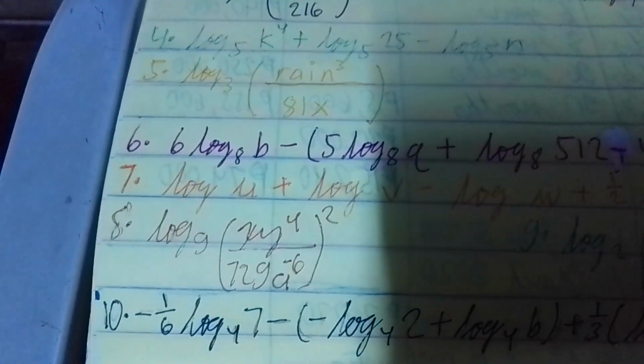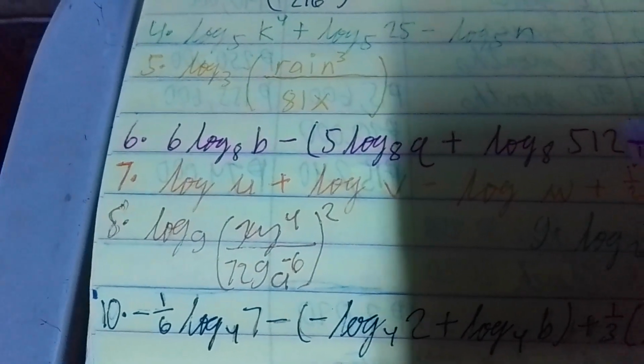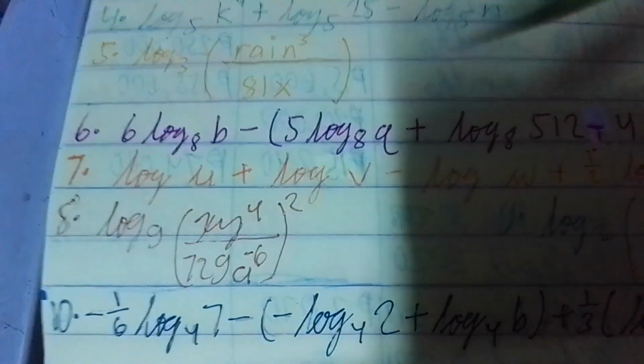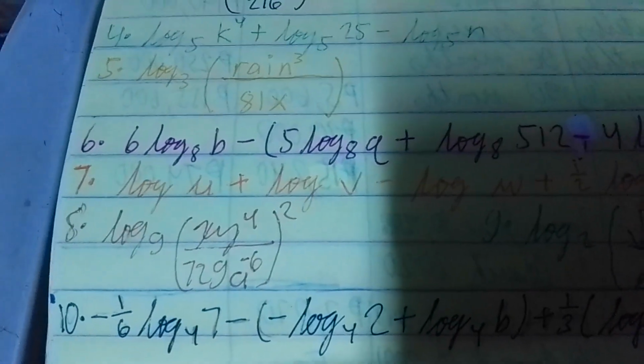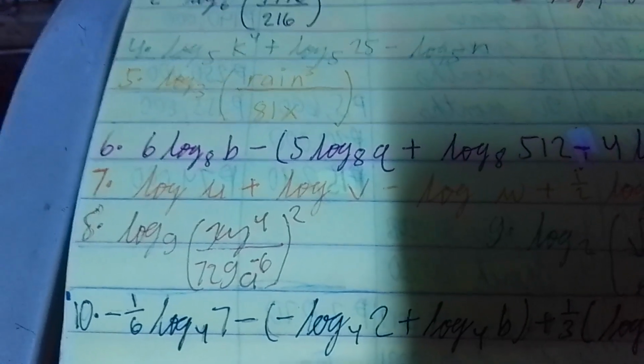How do we expand it? That's the plot twist. Remember, we have more power rules that need to be applied, and this is kind of tricky. All the things that you see here are the contents: x, y such that y is raised to the 4th power, divided by 729 times a raised to the negative 6 power. They're all being raised to the 2nd power. So, therefore, that implies the power law.